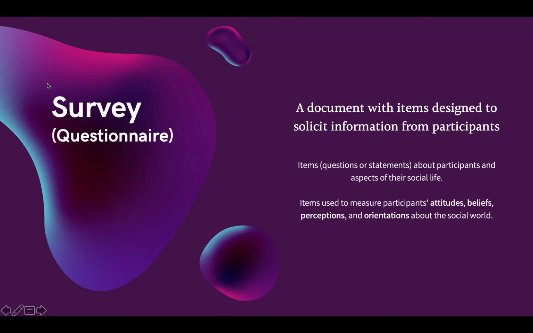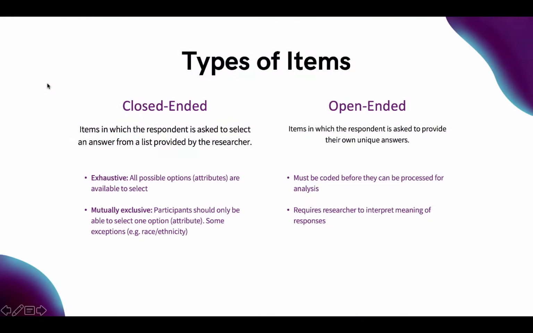And particularly in social research, these items are designed to measure a participant's attitudes, beliefs, perceptions, and orientations about their own lives and about the social world. So we have two types of items: closed-ended items and open-ended items. Closed-ended items are those in which the participant is asked to select from a predetermined set of responses. They can only select those responses. Importantly, these closed-ended items need to meet two criteria.